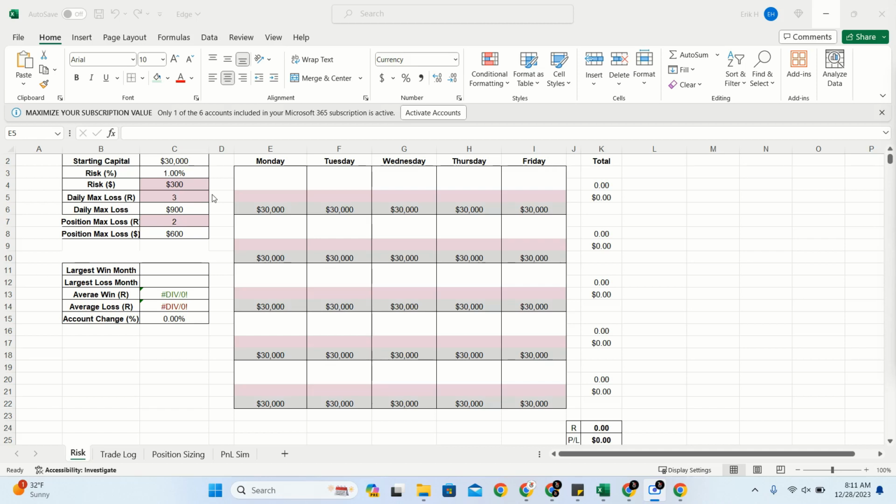The way this spreadsheet works is you want to enter in your profit and loss for each day in these pink cells here, $1,000. What does this do? This will calculate how much R you were up or down on the day, green if you're up, red if you're down, and it gives you a weekly total for both your profit and your R, and a monthly total for your profit and your R.